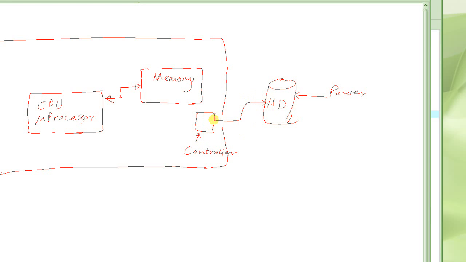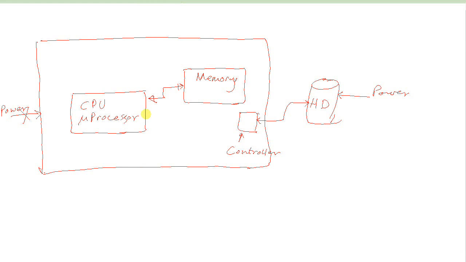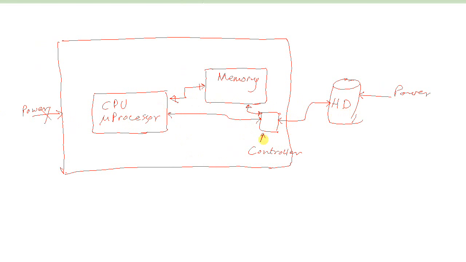And there is a cable going between this controller and this hard drive that connects the hard drive to the motherboard, and then the CPU is connected to this controller. And this controller is almost always connected to the main memory also. And this controller helps transfer data back and forth between the CPU, memory, and hard drive.